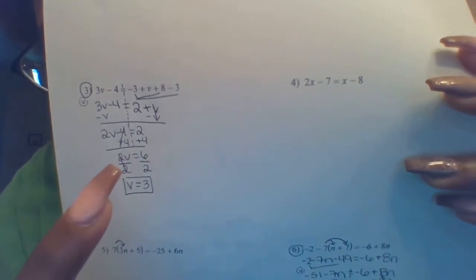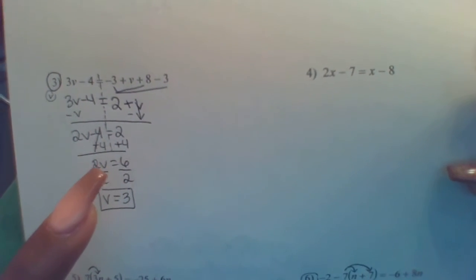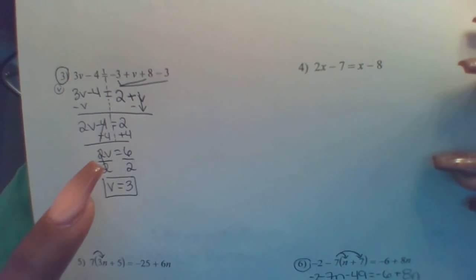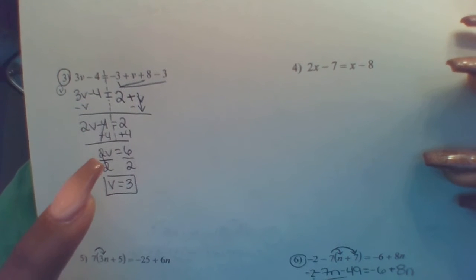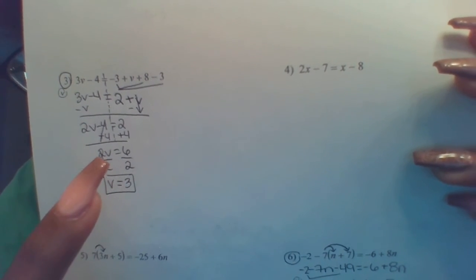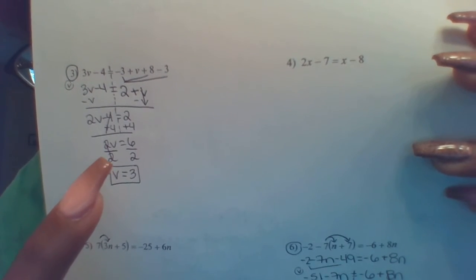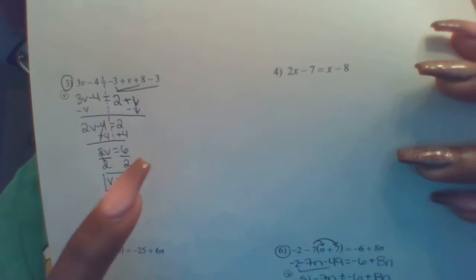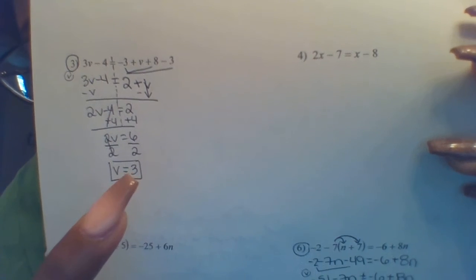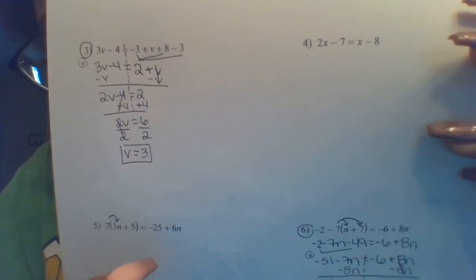Final step, we're now here at 2v equals 6. When a coefficient or a number is right in front of a variable, that is multiplication. So the opposite or inverse operation for multiplication is division. So we're going to divide both sides by 2, and we simply get v equals 3. And that is our final answer.